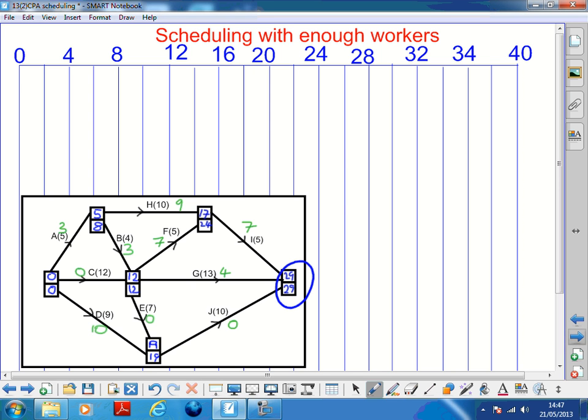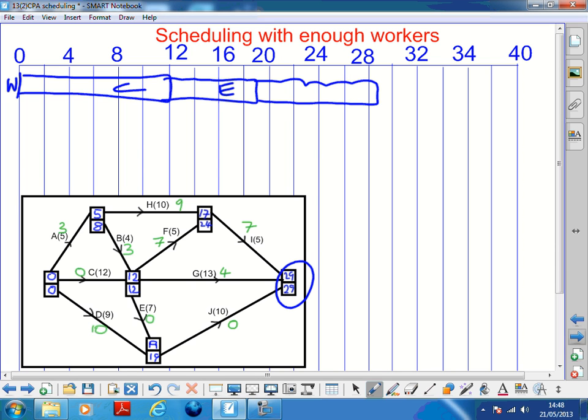Worker 1 just does the critical path. So we have worker 1, and we give them C, and then E, and then J. Then they're busy all day, or all 29 hours, whatever it is. So they do C, that goes to there, and then they do E, which is 7, 2, 4, 6, 7, and then they do J, which is 10, 2, 4, 6, 8, 10. Worker 1's full.